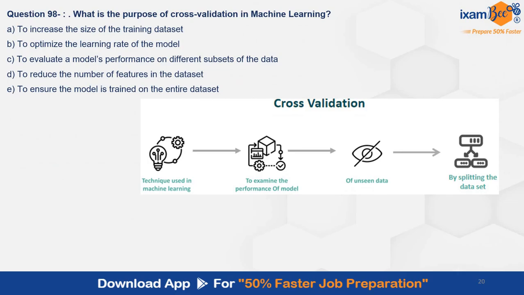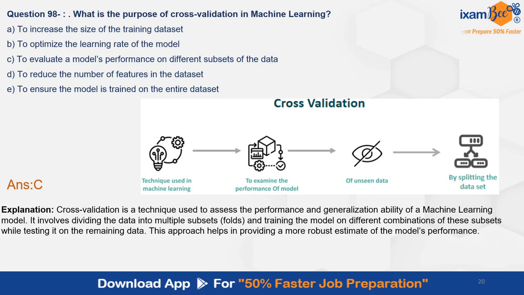Question number 98. What is the purpose of cross validation in machine learning? A. To increase the size of the training data set. B. To optimize the learning rate of the model. C. To evaluate a model's performance on different subsets of the data. D. To reduce the number of features in the dataset. E. To ensure the model is trained on the entire dataset. And the correct answer is C. To evaluate a model's performance on different subsets of the data.